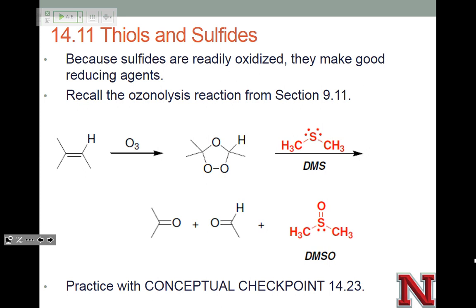So that means that we can use the DMS because it oxidizes so easily to form DMSO and form our final compounds. So we hadn't really looked at what the DMS was used for before, we just said we threw it in. This is usually where our sulfoxides come in use, typically in reagents as a reducing agent in our compound. So now you know why we use DMS there.